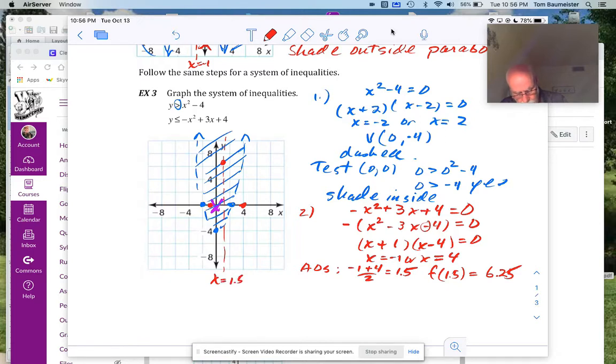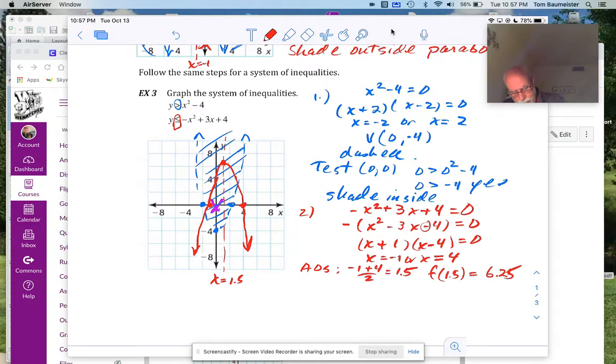And I'm going to make a solid line this time, because if you look there, it's less than or equal to. So I'm going to make a solid one here. Remember, these don't have to be perfect, ladies and gentlemen, at least when you're drawing it freehand.